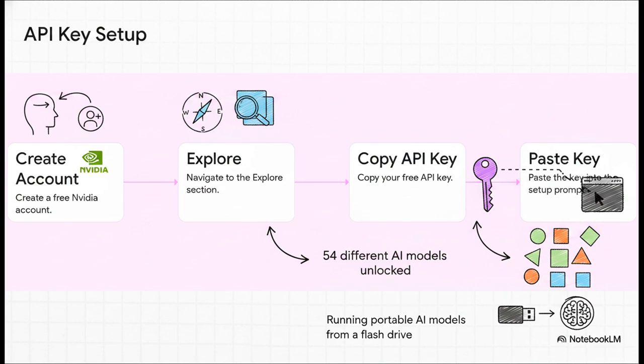Now, to actually unlock these, you are going to need an API key, and the source material points out an amazing, completely free option using NVIDIA. You just head to NVIDIA's website, make a free account, jump over to the Explore section for their NIM microservices, and copy your free API key. Back in your terminal, when the setup script asks for it, just paste that key in and hit enter. Just like that, a single free key unlocks up to 54 different AI models for you.